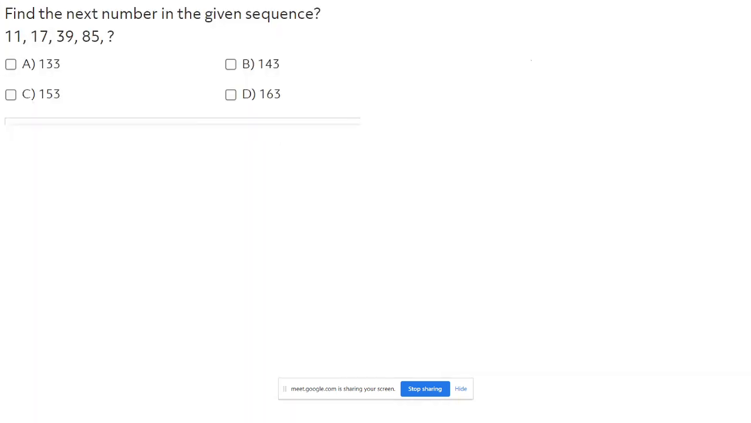Okay, let's see the next one. Now again we are coming to the standard type of question where some numbers have been given. You have to give me the next number, right? But now the difficulty level would be a bit higher, right? So be very careful before answering. The pattern could be anything. So slowly try to think about it. The numbers are 11, 17, 39, 85. You have to give me the next number.